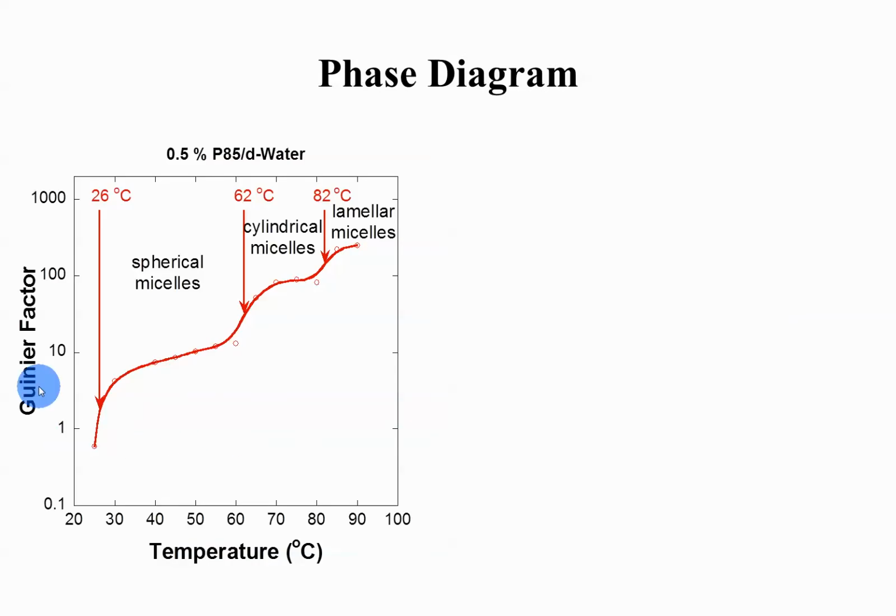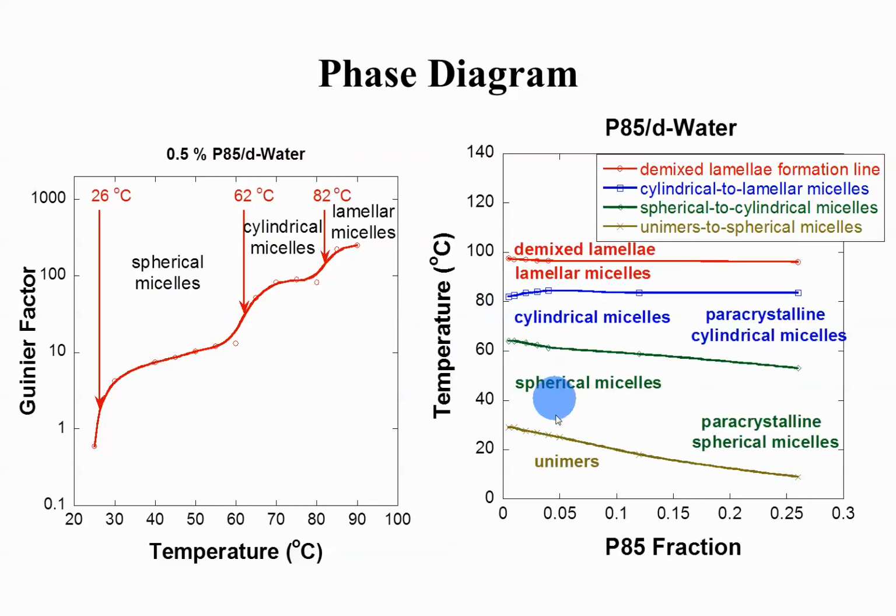Okay, phase diagram. I of Q at low Q versus temperature. You see these plateau regions: spherical, cylindrical, lamellar micelles, and so on. So if you have many samples and you do SANS, you can map out the phase diagram. That's the volume fraction versus temperature. These are the various phases.